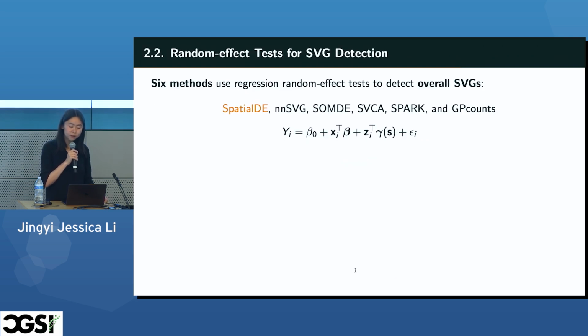All right, random effect test. For the random effect test, the spatial location will enter this random effect term. And there are 6 methods that use this formulation. SpatialDE is one of the first.